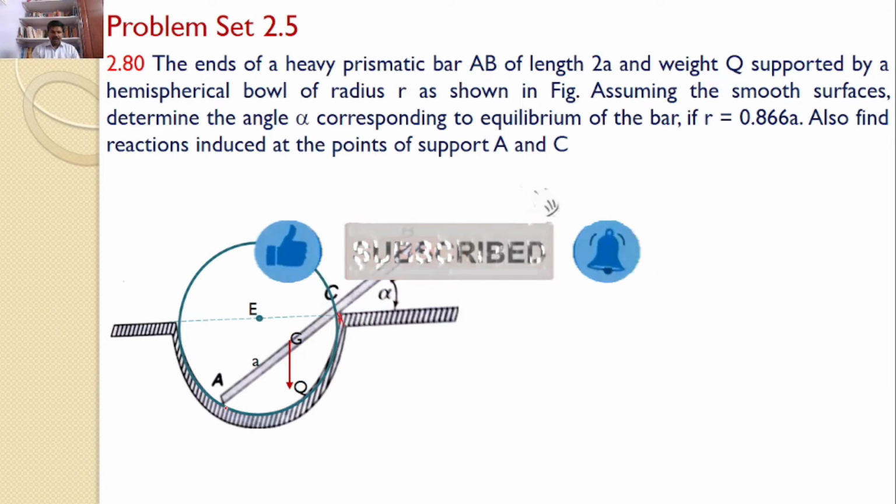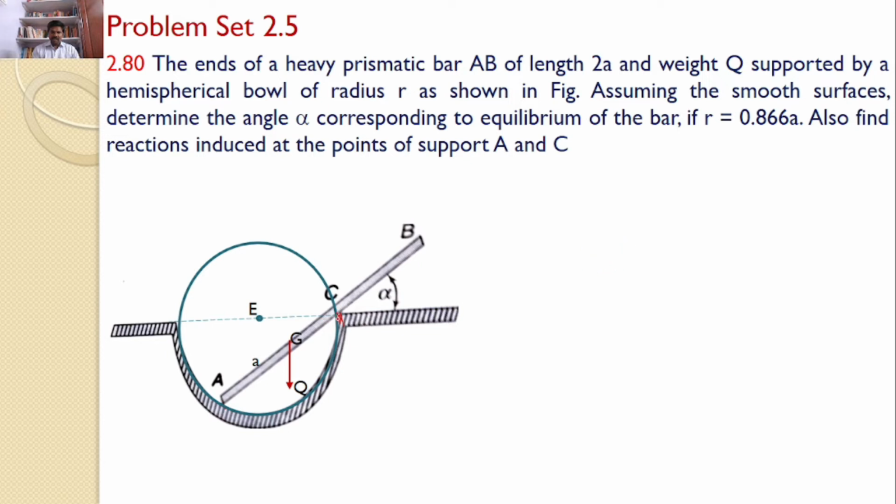Now RA will develop at A, RC will develop at C. Clearly we can see RA is at a point, hence the reaction at A will be like this, passing through the point A. Now this is RA. These two forces must intersect at a particular point because the total number of forces acting on the prismatic bar AB are only three: RA, Q and RC. All three forces must intersect at a particular point.